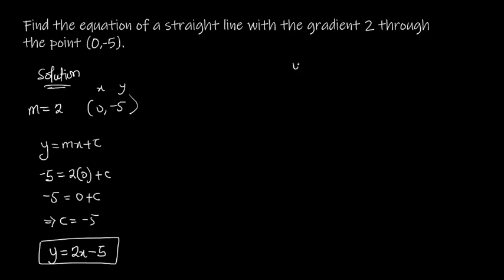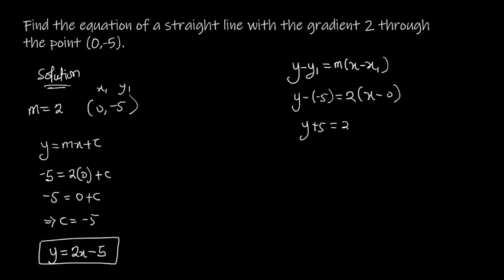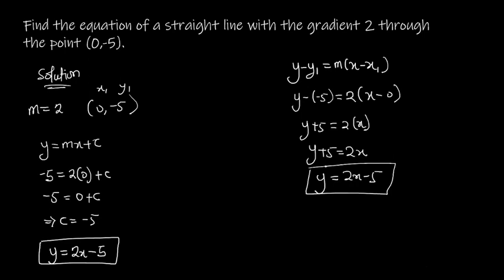Alright, so let me use the other formula, which is y minus y1 is equal to m into bracket x minus x1. So from here, this becomes my x1 and y1. So I write y minus y1, which is -5, is equal to the gradient, which is 2, multiplied by x minus x1, which is 0. So I have y plus 5 is equal to 2 multiplied by x, since this is 0. So I have y plus 5 is equal to 2x, and I can rewrite this as y is equal to 2x minus 5. So this becomes my equation of the straight line.